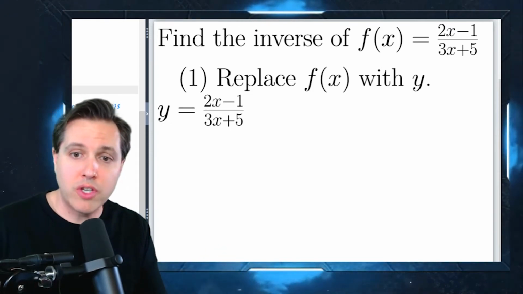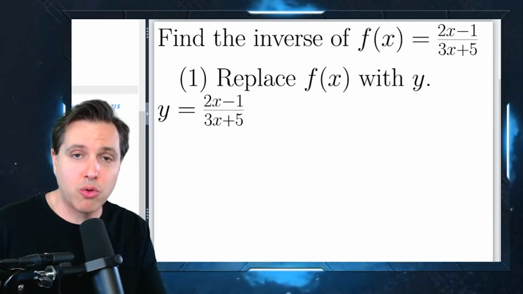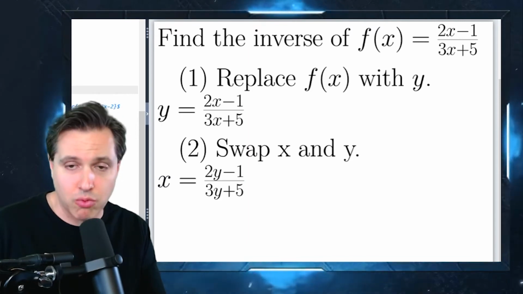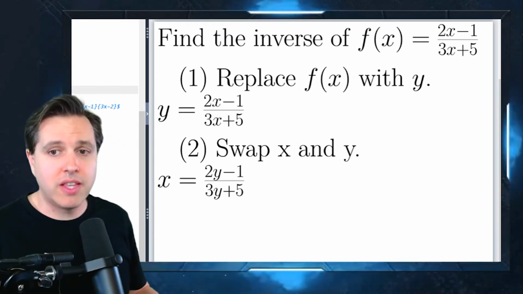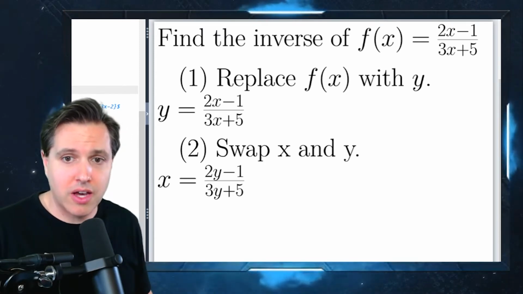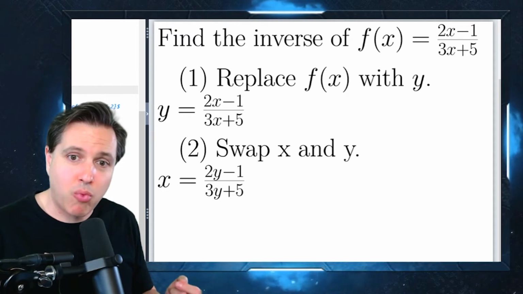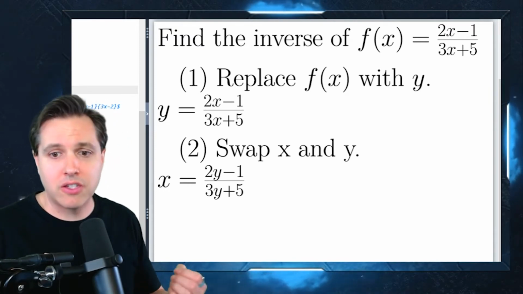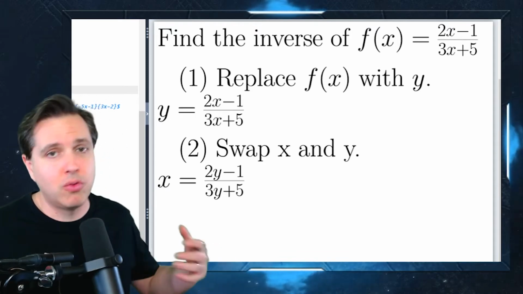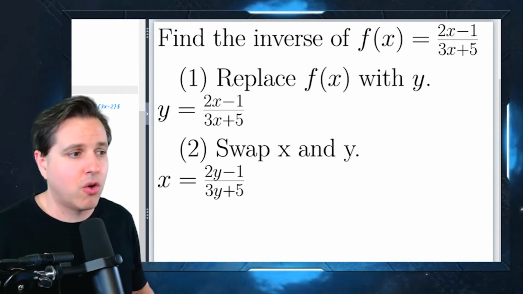Step 2 is that we're going to go through and swap all the x's and y's with each other. In this case, if you look at what we ended up with in step 1, all those y's have been changed to x's and all those x's have been changed to y's. That's step 2. Pretty easy. Nothing really fancy going on right there.